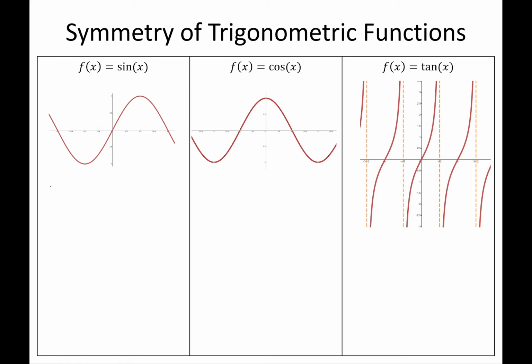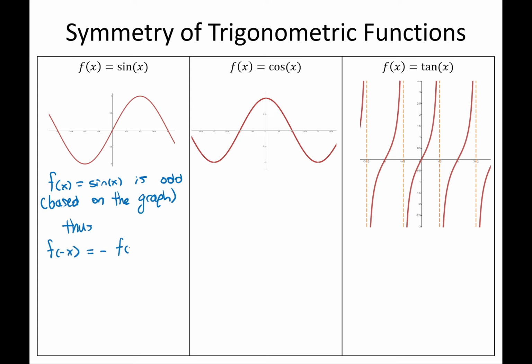So we would say f of x equals sine of x is odd based on the graph. Thus, f of negative x is equal to negative f of x.